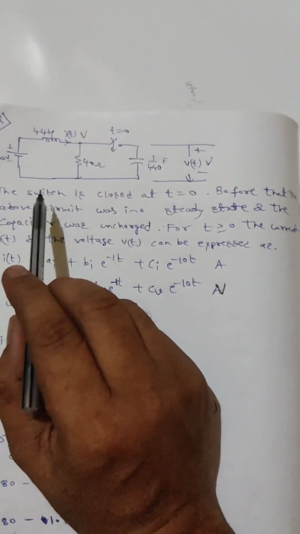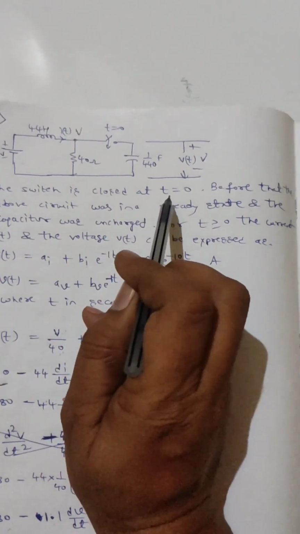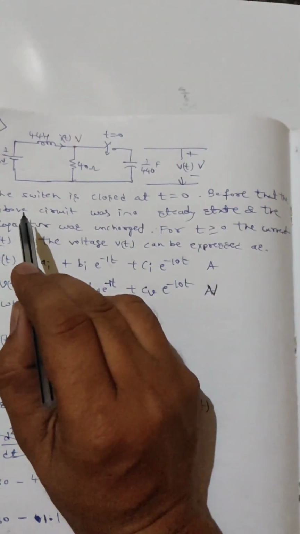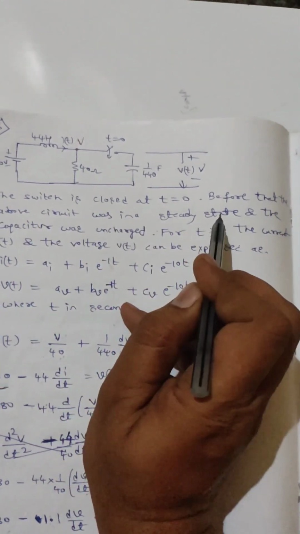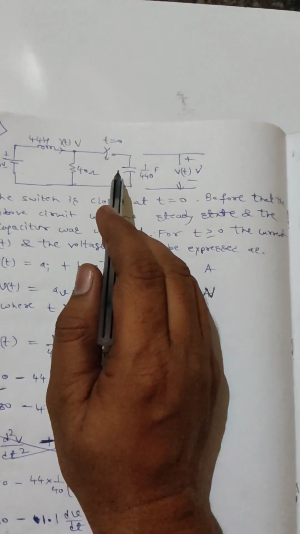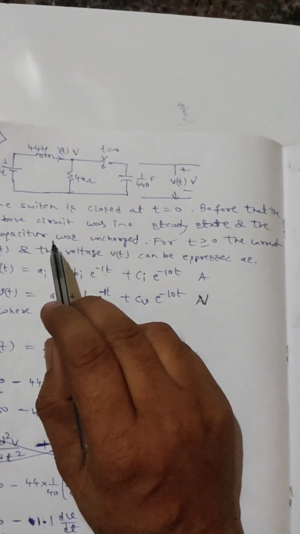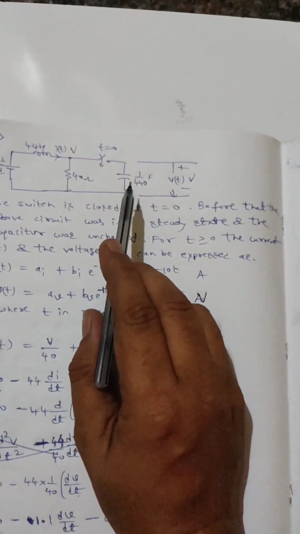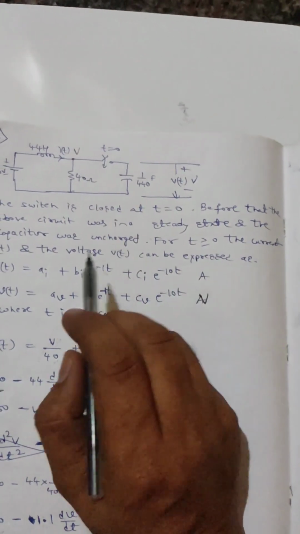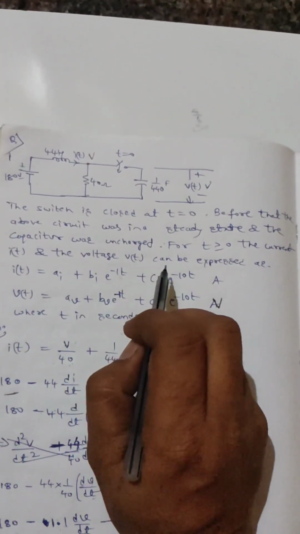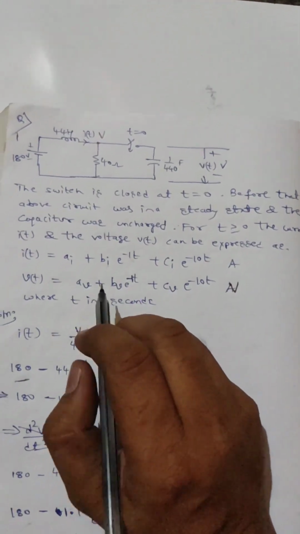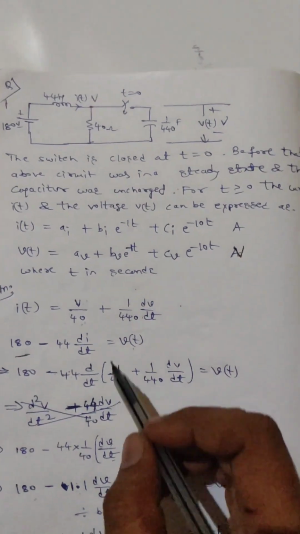However, they have given some conditions here. The switch is closed at t equals 0. Before that, the above circuit was in a steady state. So before the switch was closed, it was in steady state and the capacitor was uncharged, meaning not charged. For t greater than 0, the current I of t and voltage V of t can be expressed like this. So we can solve this.